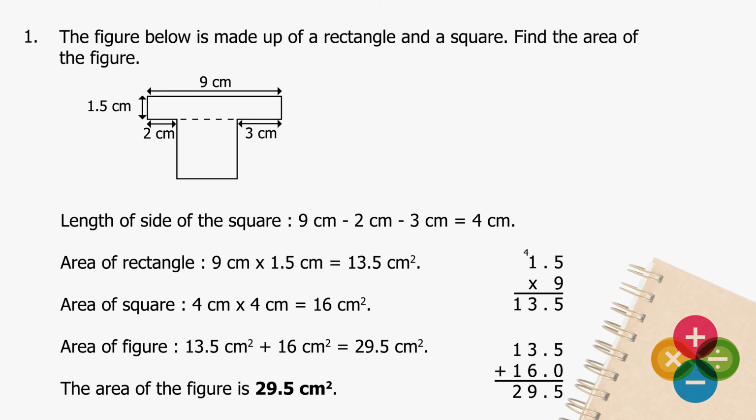The area of the square will be: multiply 4 cm by 4 cm, and the product is 16 square centimeters. The area of the figure will be: add 13.5 square centimeters to 16 square centimeters, and the sum is 29.5 square centimeters. The area of the figure is 29.5 square centimeters.